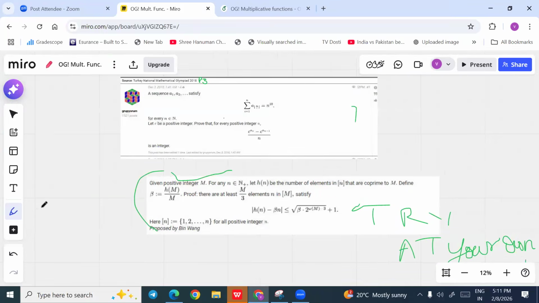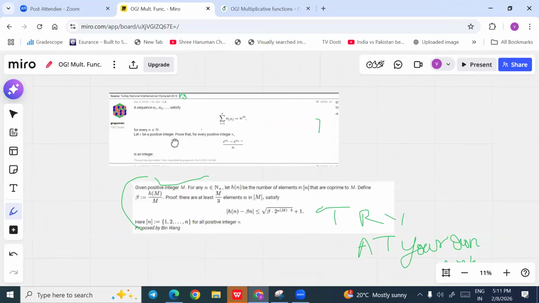So I think you can take a screenshot or something.